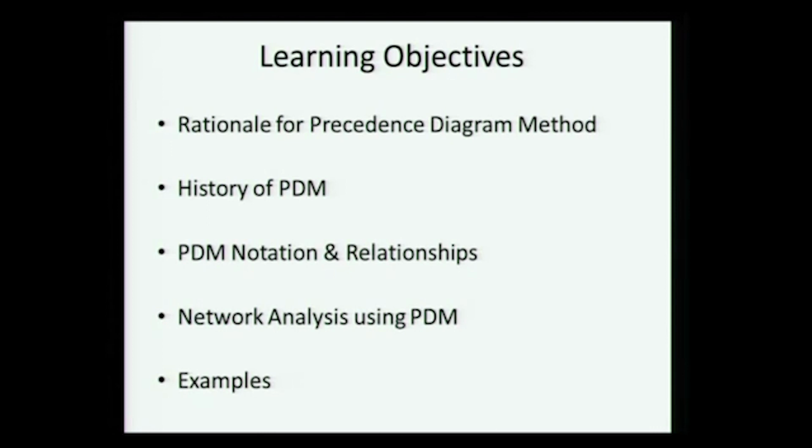In this lecture we will cover basically the precedence diagramming method, and this is an alternative to activity on arrow, activity on node, and the third method we call precedence diagramming. We will cover a little bit on the rationale, the history, the notation and relationships which are very important. We will do network analysis using the precedence diagramming method, and then we will work out some examples.